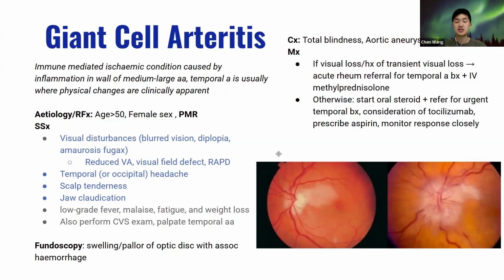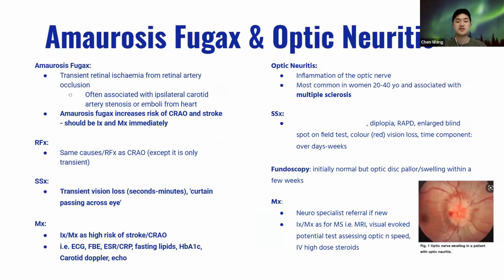Okay, next conditions we'll just quickly gloss over. So we have amaurosis fugax, which is basically a TIA of the eye. It's only causing transient vision loss lasting seconds to minutes, like a curtain passing across their eye. But this is very important because it might be increasing the risk of that patient having a stroke. So you want to rule out stroke immediately, and you would investigate them as having a high risk of stroke.